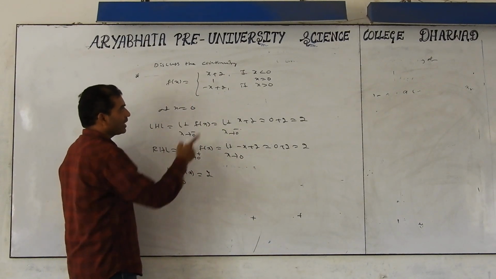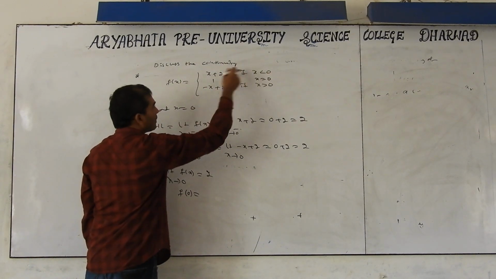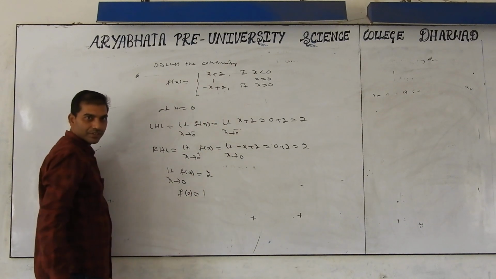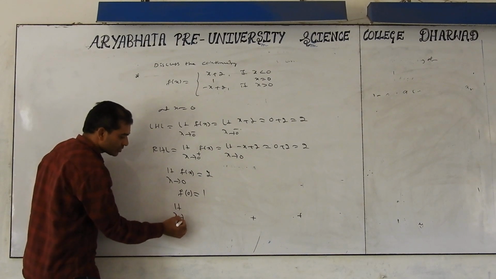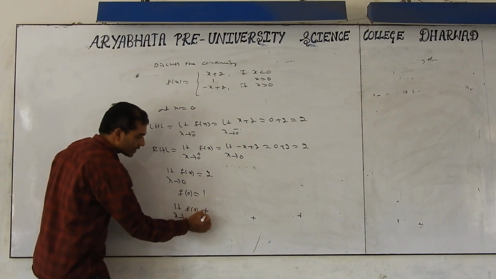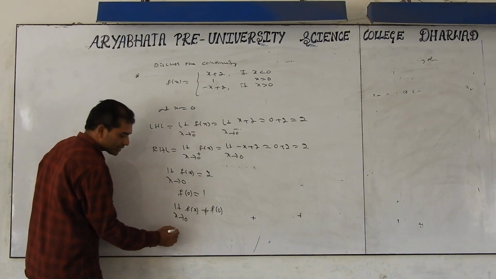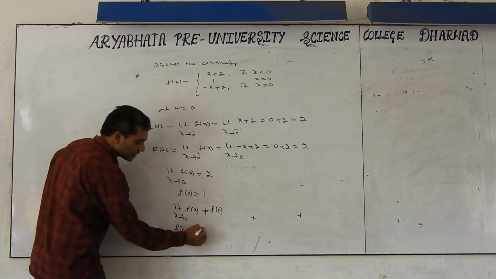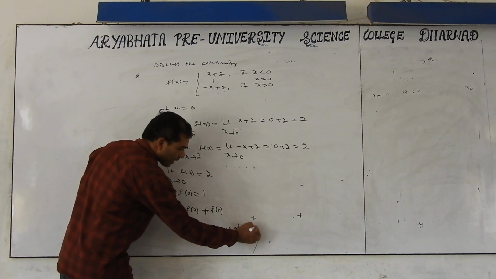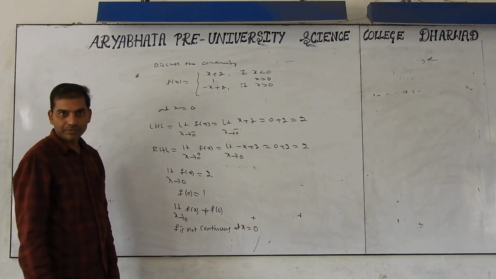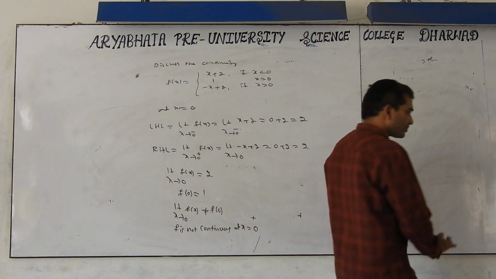But the function value, f of 0, tell me f of 0. At 0, f of 0 is 1. So limit value is not equal to function value. So limit of x tends to 0 of f of x is not equal to f of 0. Therefore, limit value not equal to f of 0 means f is not continuous. F is not continuous at x equal to 0. Understood?